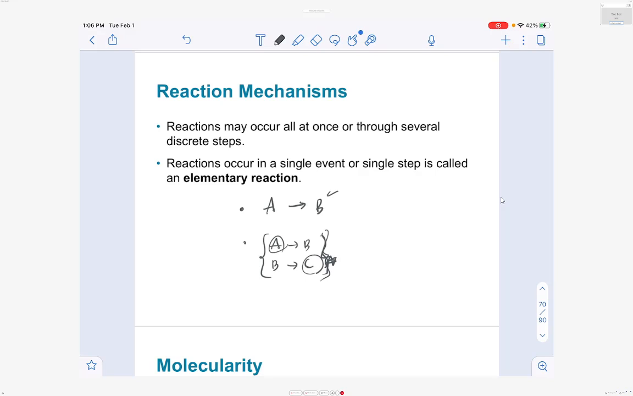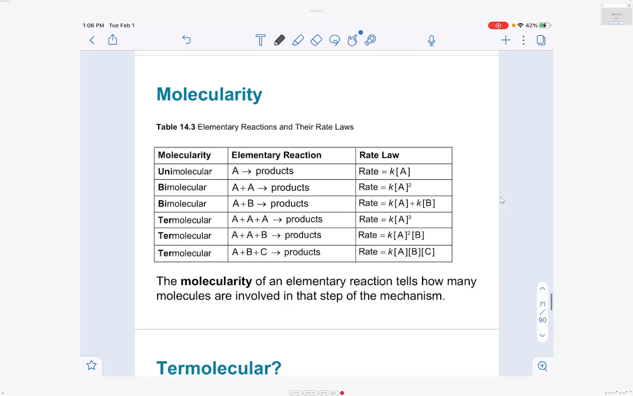Any reaction that occurs in a single step is called an elementary reaction. If a chemical reaction involves several elementary reactions, this is called a multi-step reaction. So this is one elementary reaction, this is one elementary reaction. A multi-step reaction is composed of several different elementary reactions. And these are all elementary reactions where only a single reaction step is required for a product to form. These are all one step reactions.